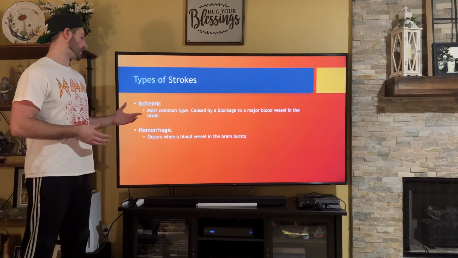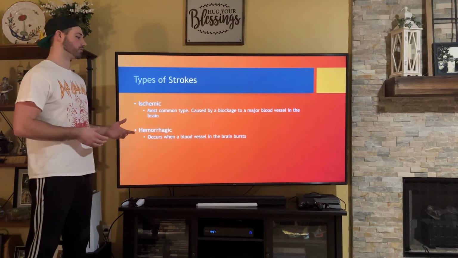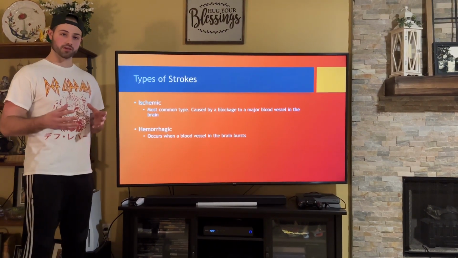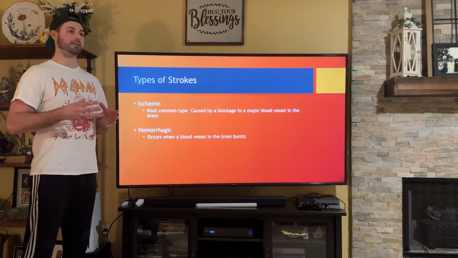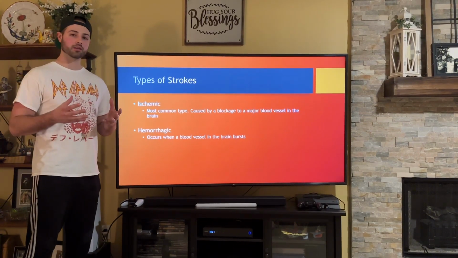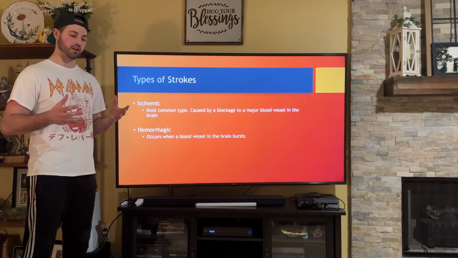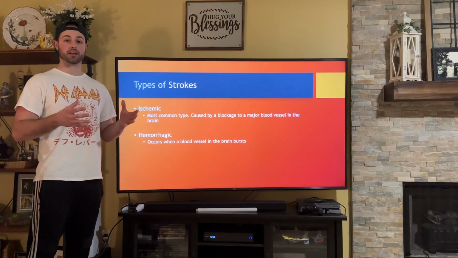Now, the second type is a hemorrhagic stroke, and it occurs when a blood vessel in the brain bursts, which will cause rampant bleeding in and around the brain, which will produce swelling and pressure, which will kill neural cells within it.